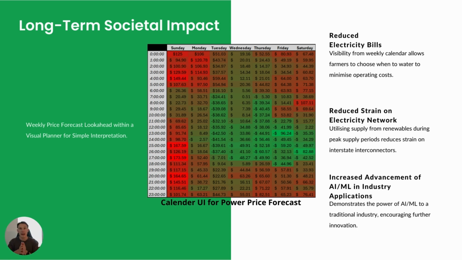The societal impact of this application is that we have reduced electricity bills for the farmer, which is a big tick. We also have reduced strain on the electricity network by absorbing all that excess solar and preventing the use of our interconnectors, whilst also increasing the advancement of AI and ML in industry applications, which is exactly what we want to continue doing to remove this nervous stigma from AI technology, which is exactly what we're after moving through the 21st century. So overall, I hope you enjoyed.